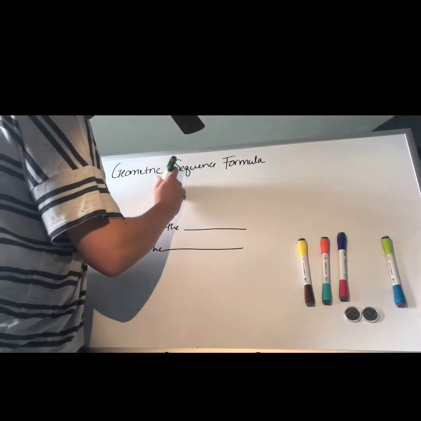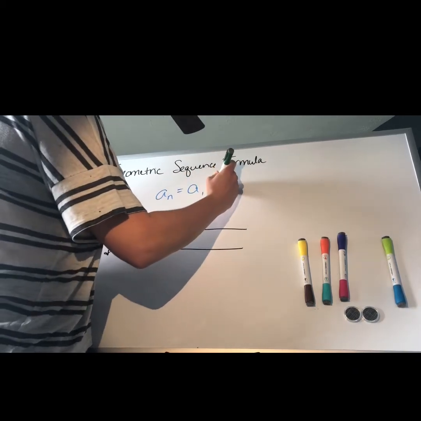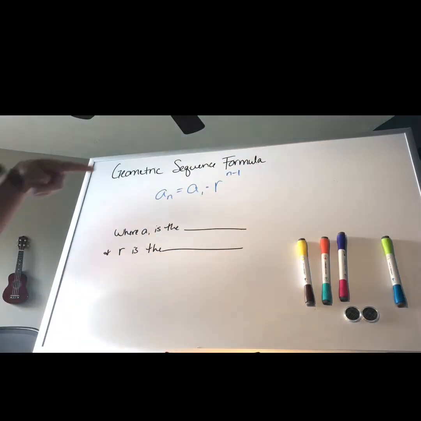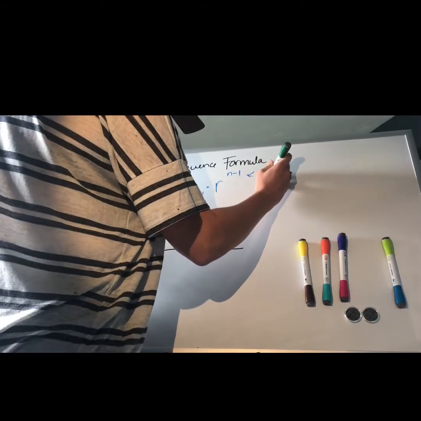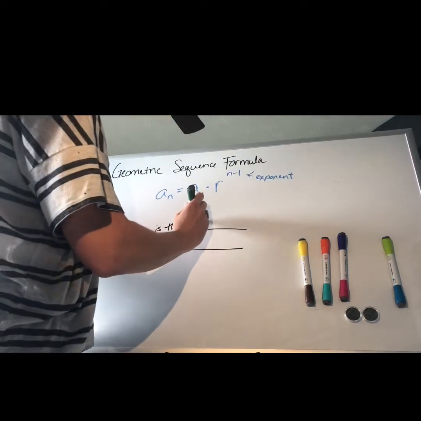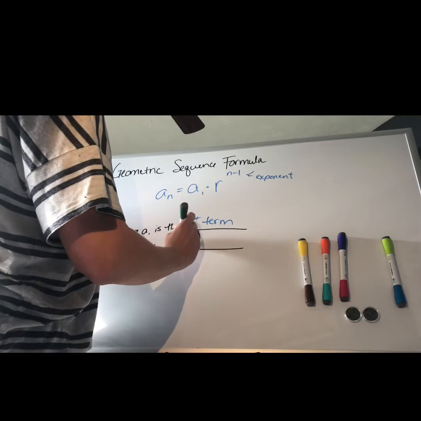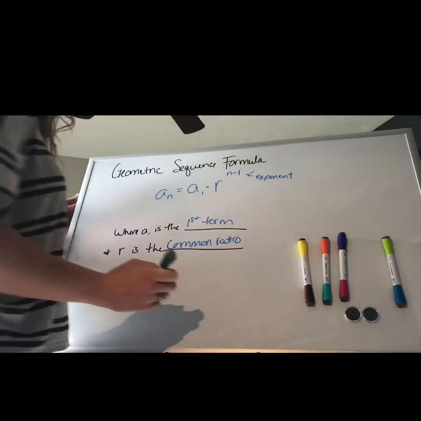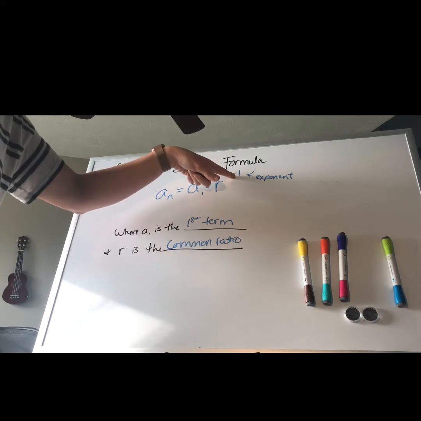So it is A_n equals A_1 times r raised to the n minus 1 power. So this is an exponent. Make sure you know that. A_1 is, we already know this, the first term. And r, we should know this too, is the common ratio. So A_n equals A_1 times r to the n minus 1 power.